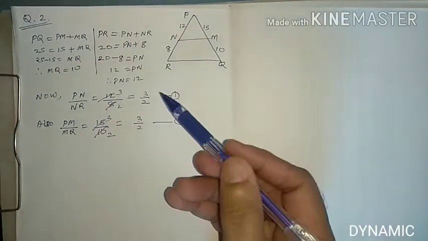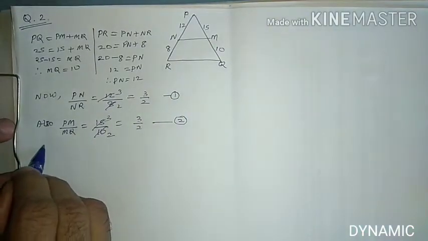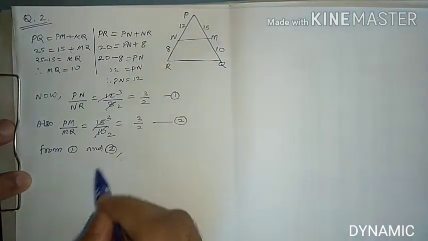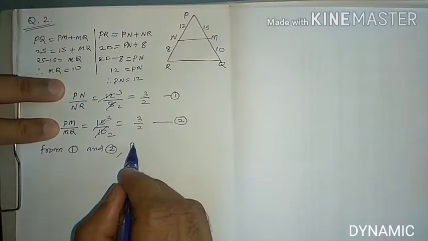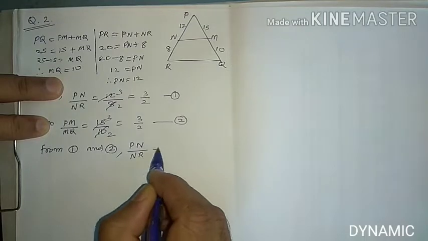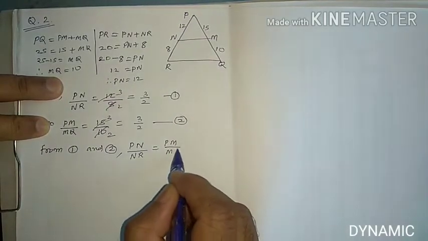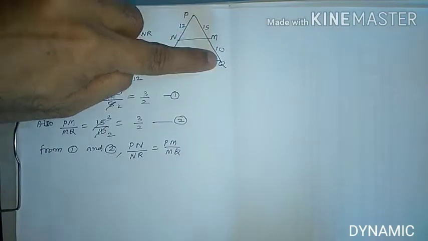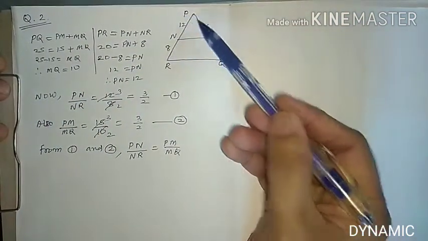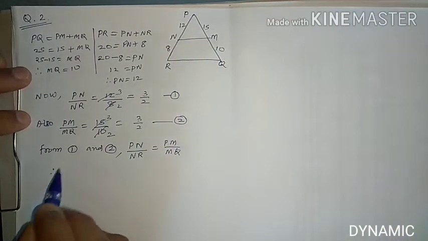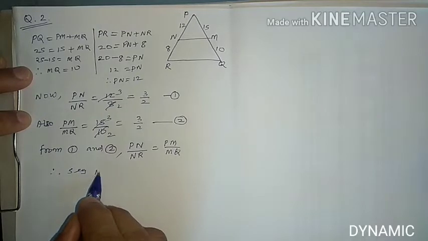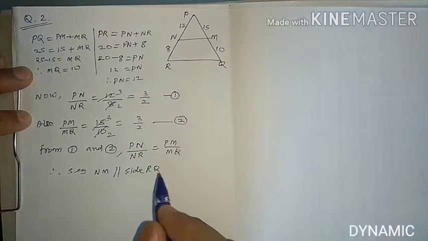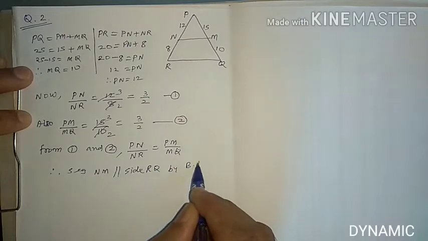So from 1 and 2, we are getting the right hand side as 3 by 2. These two ratios are equal. PN upon NR is equal to PM upon MQ. This is satisfied. Therefore, segment NM is parallel to side RQ by BPT, the Basic Proportionality Theorem.